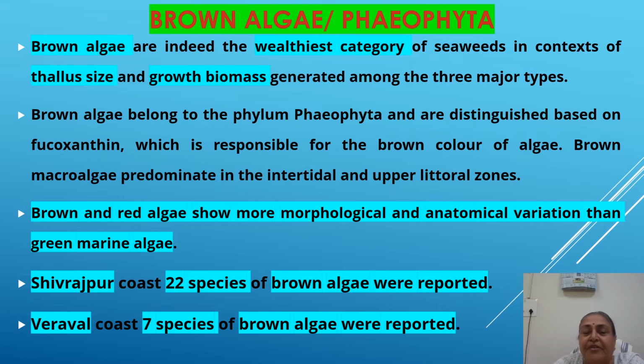You may refer to it. Now, brown algae are the Phaeophyta, members of the Phaeophyta group. These brown algae are indeed the wealthiest category of seaweeds in context of thallus size and growth biomass generated among the three major groups. As I said, brown algae are very giant in size, from a few microns to a few meters in size, and they are very rough and tough and robust.